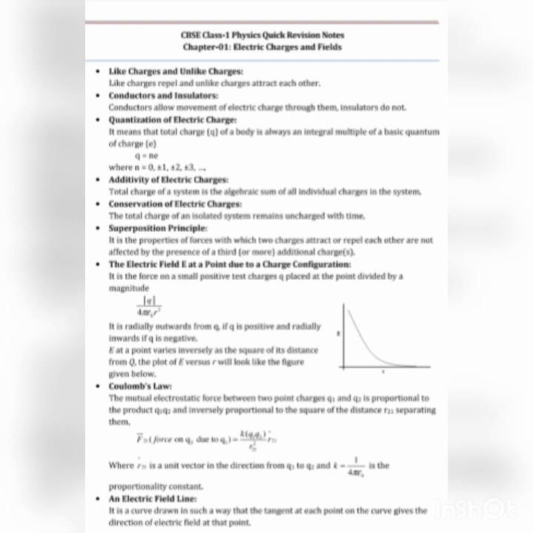An electric field line. It is a curve drawn in such a way that the tangent at each point of the curve goes to the direction of the electric field at that point. An electric field line is caused by a dipole, which includes a positive and a negative charge. The electric field line travels from positive to negative. The positive charge releases the field lines, while the negative charge accepts the field lines, which causes a continuous loop.